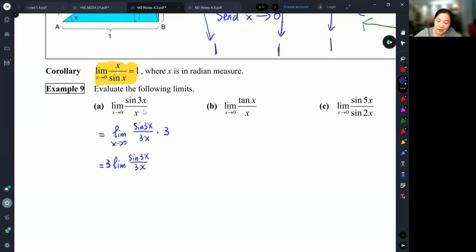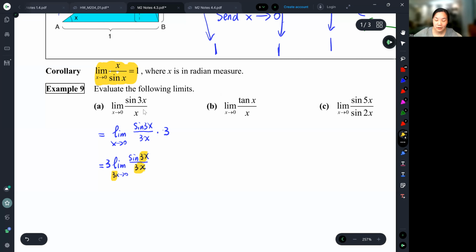Okay, but this time, instead of saying x tends to 0, I write 3x tends to 0. You know what I mean? Now I have a new variable. Then I can use sine theta over theta tends to 1. So 3 times 1 equals 3, like that.